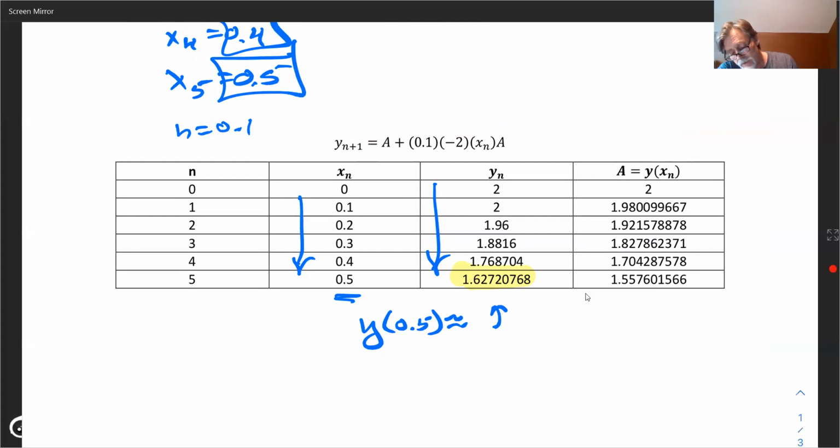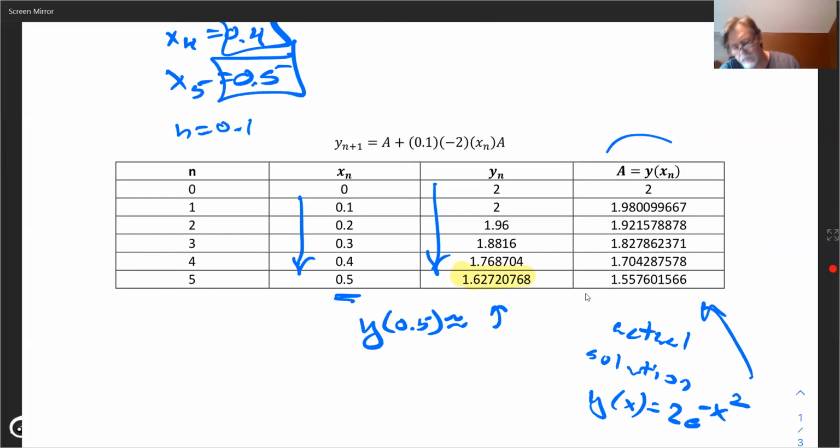And in fact, the book, I didn't mention this or write it down, I should say, in the homework, they actually give you the actual solution, and you're supposed to use it. And this one, y of x, turns out to be, I think, 2e to the minus x squared. And so this part of the table, I just crunched the numbers.